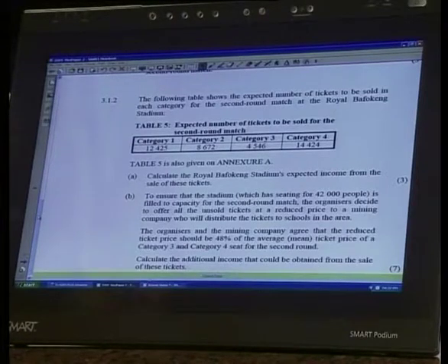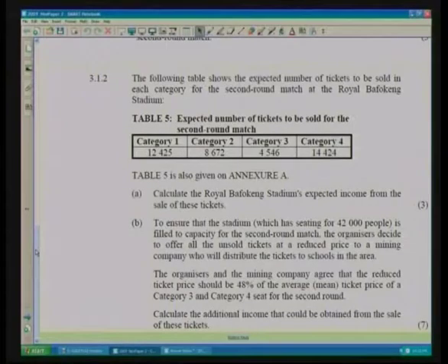3.1.2 says, the following table shows the expected number of tickets to be sold in each category for the second round match at the Royal Bafokeng Stadium. You can see here they've listed in this table category 1 through 4 again, and they've given us the different numbers of the people that they expect to come and attend those matches.